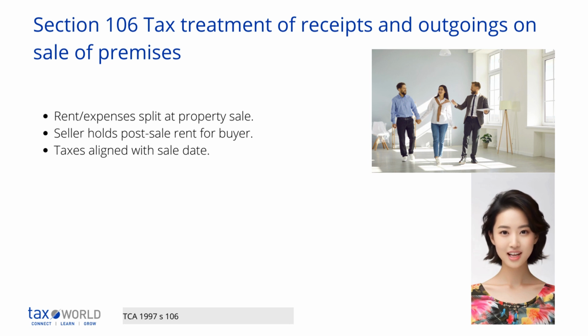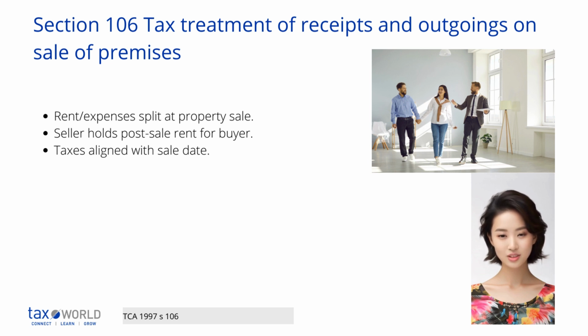Rent received by the seller for the time after the sale should be held for the buyer. If the seller pays for expenses that are the buyer's responsibility, the seller might not get a tax deduction for them. The seller doesn't pay tax on rent that belongs to the buyer. Likewise, the buyer doesn't receive rent or pay expenses that have been allocated to the seller. This approach can also be used when an estate takes over contractual responsibilities. Let's look at an example.